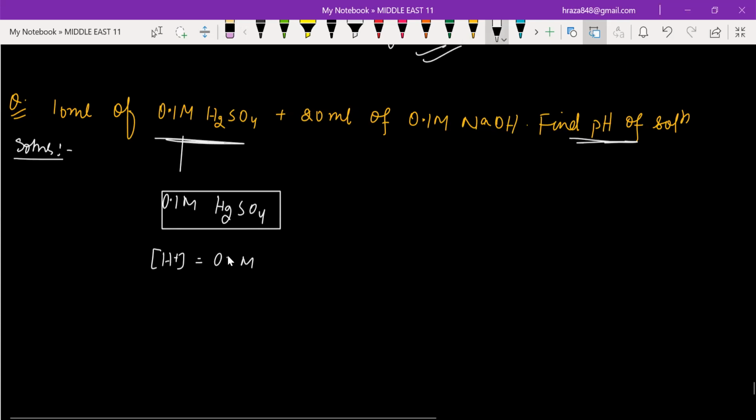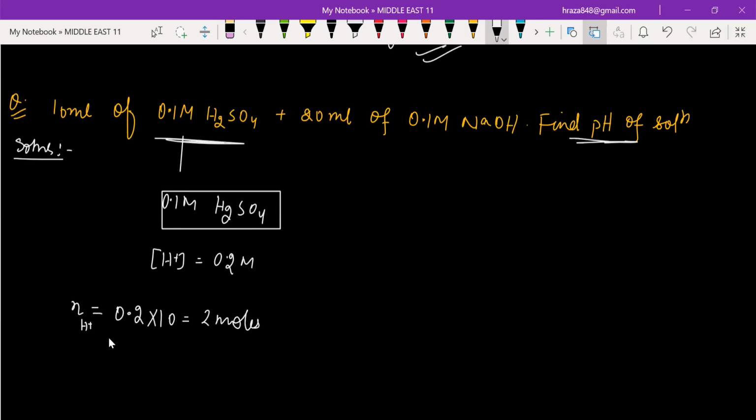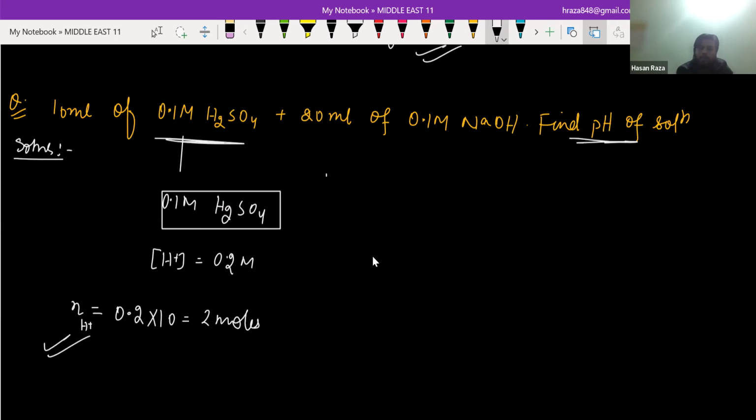Now we can calculate the number of moles of H plus. That is molarity into volume. That is 10. It will be 2 moles. Yes, sir. Number of moles of H plus will be 2 moles.